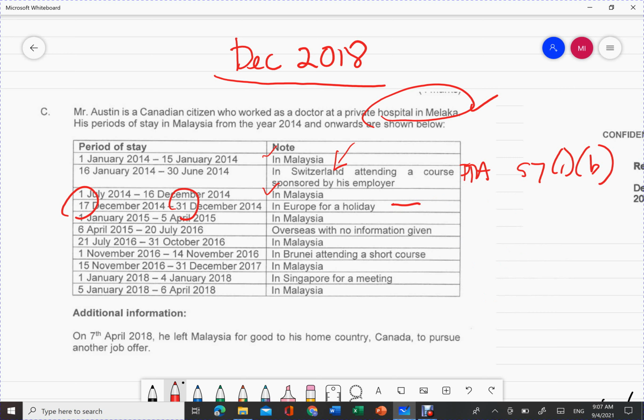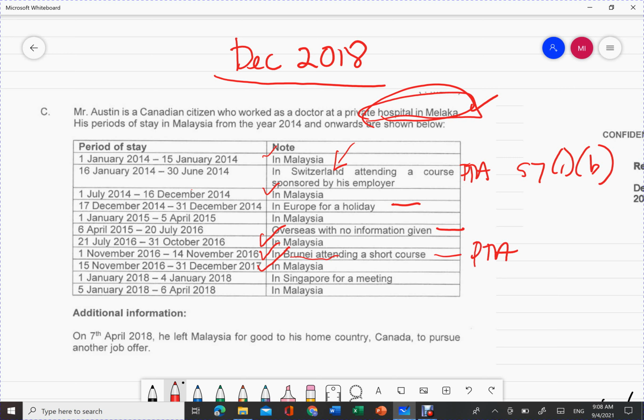Okay, and then he was in Malaysia again from 1st of January until 5th of April. After that he was overseas with no information given. He was overseas but no information was given, so this also will not be entitled to permitted temporary absence. Then he was in Brunei, attending a short course. Whenever it says attending a short course, we will assume it is work related, related to his job in Melaka. So this would be a permitted temporary absence.